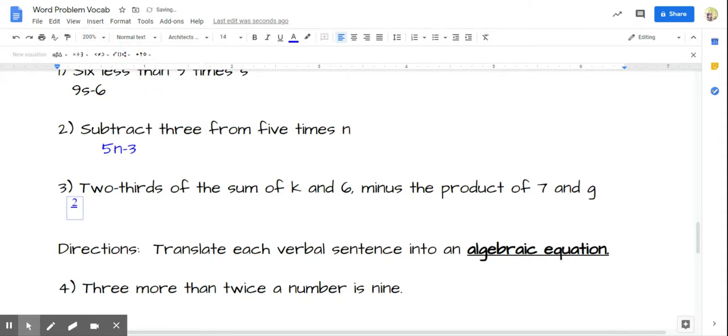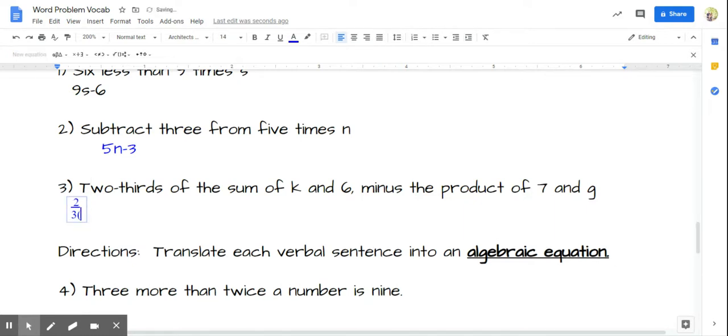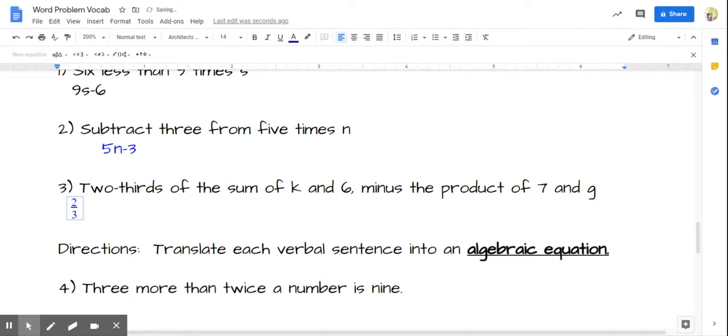So 2/3 times, I'll use parentheses. If I can get this to work. Sorry. There we go. k plus 6, close my parentheses, minus the product. So minus, product means to multiply, 7 and g. So 7 times g, I just wrote 7g.